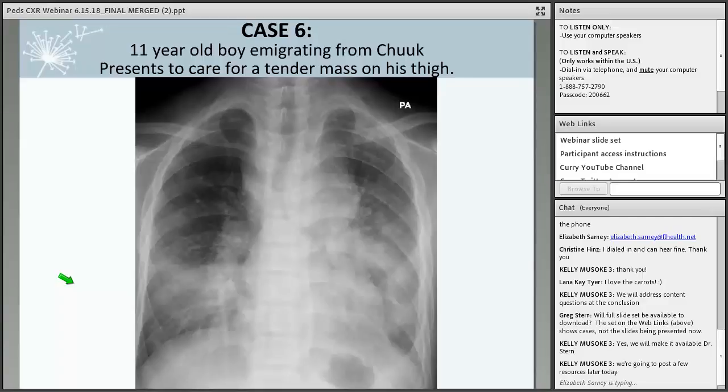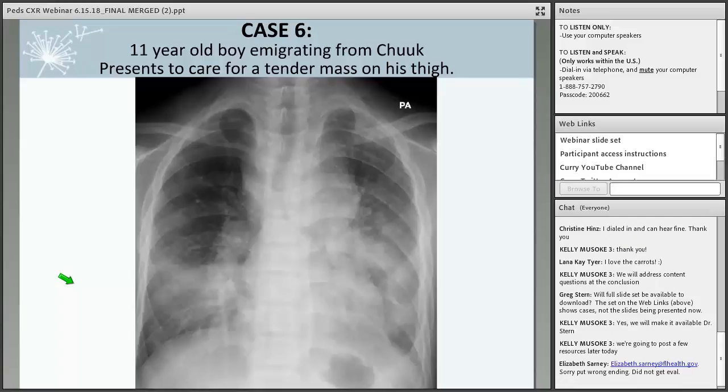He's an 11-year-old boy emigrating from Chuuk, which is an island in the Federated States of Micronesia. Chuuk actually has a good number of islands within their island state as well. So he comes to care for a tender mass on his thigh.